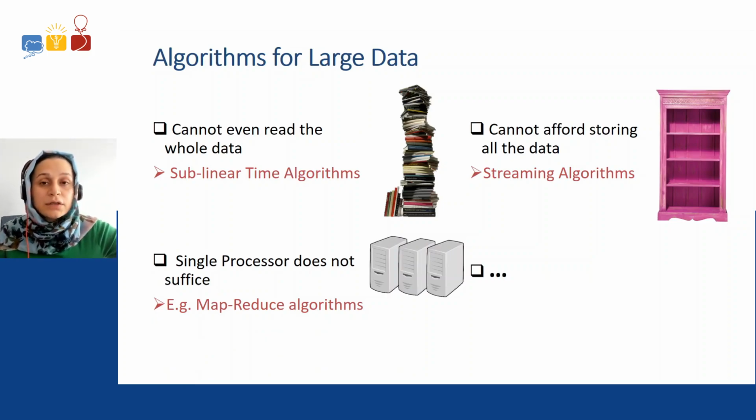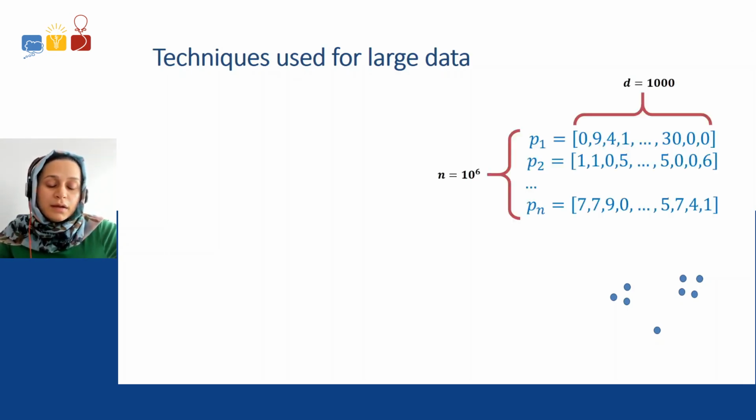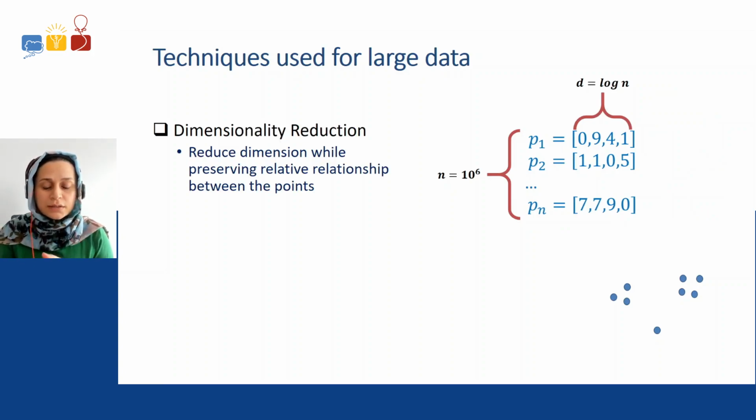There are also techniques that are particularly helpful when we work with large data sets. For example, suppose that we have a large data set of points in a high dimensional space. Maybe we have 1 million points, each of them in a 1,000 dimensional space. This is a large data set, and you can think about summarizing this data in two ways. Maybe we can try to reduce the dimension of the points. That is, we want to approximate every point with a point in a lower dimensional space while preserving the relation between the points approximately.